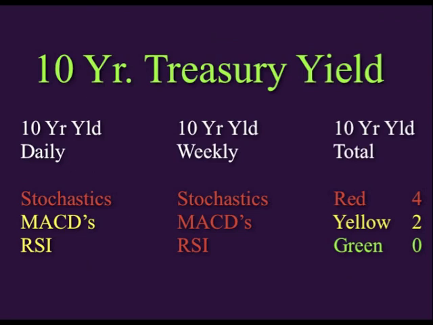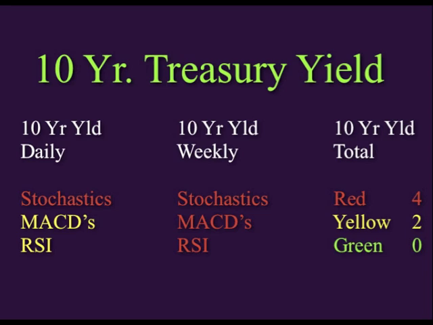And summing up the 10-year Treasury yield, we analyzed the daily charts and the weekly charts. On the daily chart, we found the stochastics were negative, so we gave them a red mark. And we found that the MACDs and the relative strength index were neutral, so we gave those yellow marks. Over on the weekly charts, we found the stochastics, MACDs, and relative strength index were all negative, so we gave those red marks.